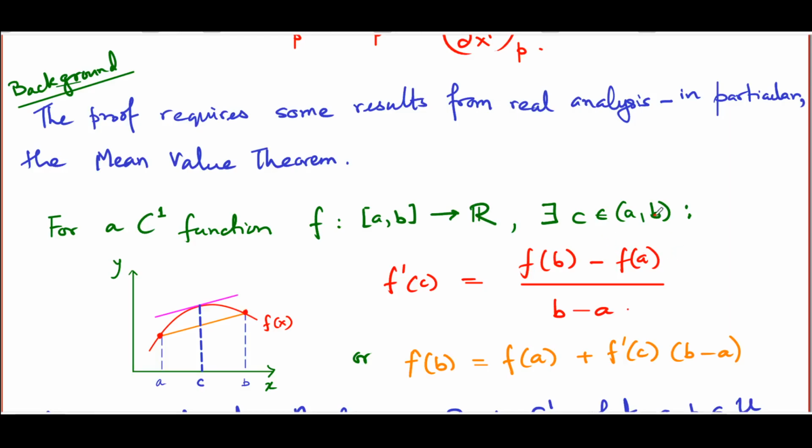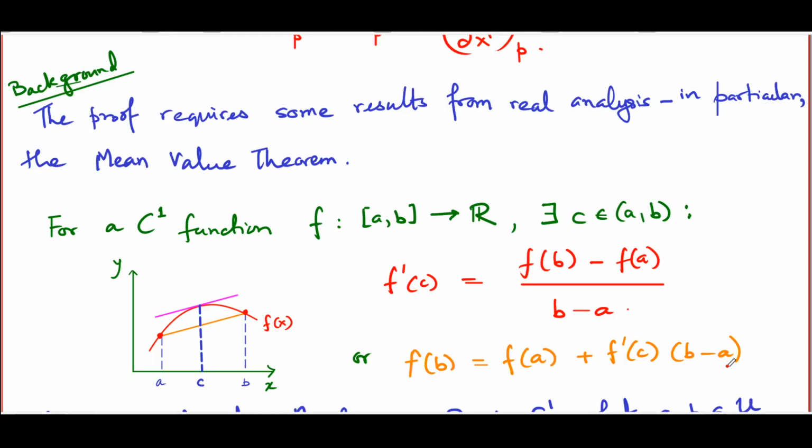Of course, you can rewrite this in another way. f(b) has to be equal to f(a) plus f'(c) into (b minus a) for some point c in the open interval between a and b. Such a point c always exists. That's what the mean value theorem for one variable is telling us.